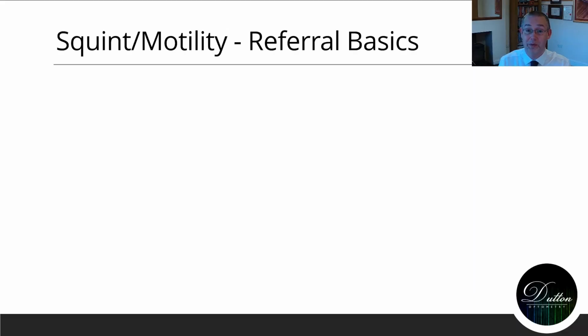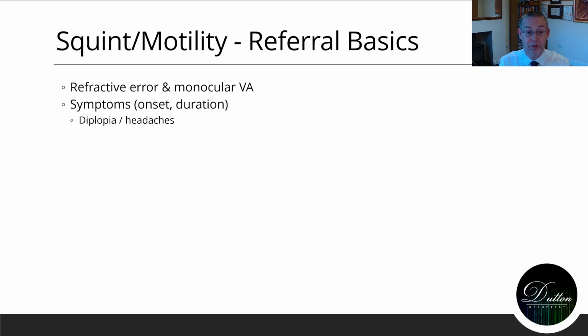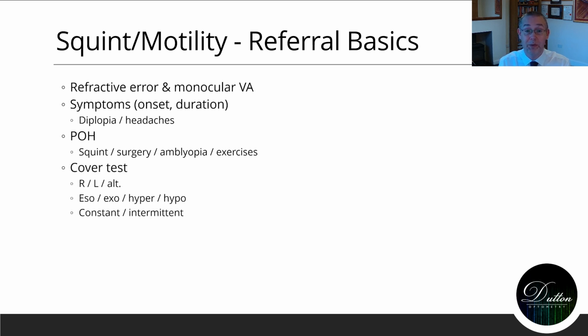As usual, let's start off with the basics. Refractive error and monocular VA. This is something that we would be including in any of our ophthalmology referrals. Symptoms, which are so fundamental, the onset, the duration, particularly is there any diplopia and are there headaches? The personal ocular history is relevant, so do they have a history of squint surgery, amblyopia, perhaps exercises as a child? You then want to do a cover test and describe which eye is affected, which direction it's pointing, and is it constant or intermittent.